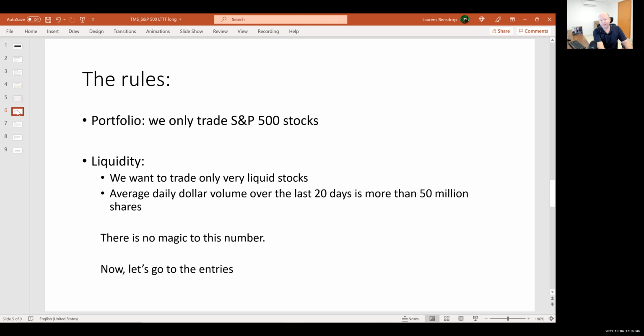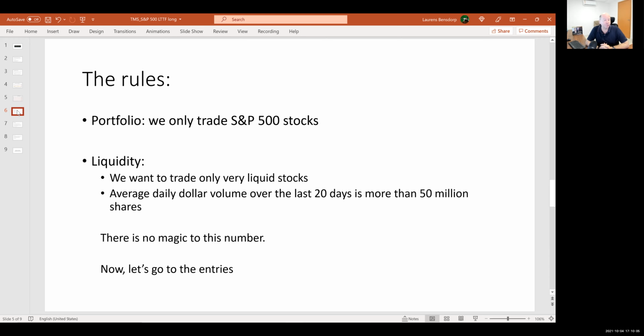So if we take a look at the rules. As I mentioned, this is a system where we only trade S&P 500 stocks. And the first thing we want to look at is liquidity. We only want to trade very liquid stock.